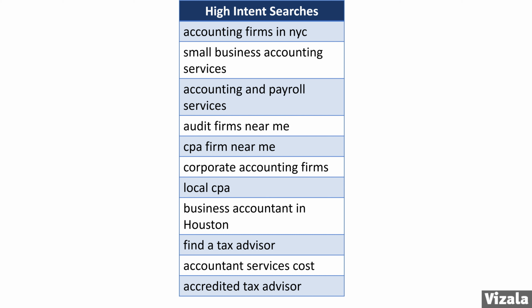Since you are only charged for clicks, you want to avoid appearing for searches that are not likely to be prospects. We do this by only appearing for high-intent searches. This includes searches where the prospect appears to currently be in the market for CPA services. Searches like accountant near me, find a tax advisor, and small business CPA firm all indicate that the searcher is likely to be in the market.